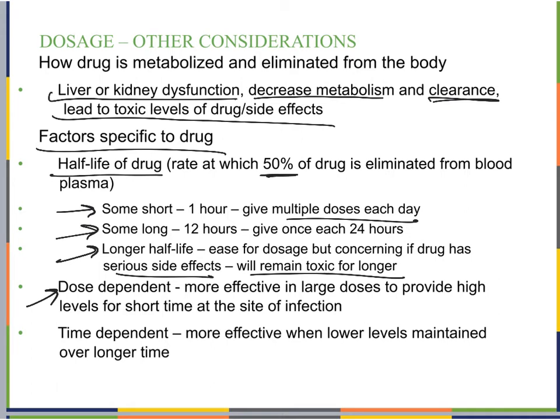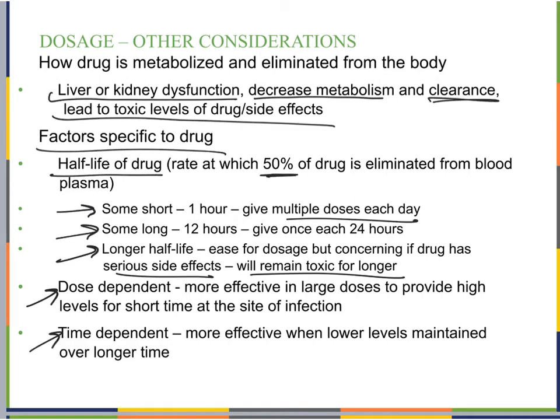Or we could have the opposite. We could say take a little bit over a longer period of time. Keep it in the system, kind of keep it working on things. And it depends on the type of drug, the type of infection, and the health of the person. And that's where dose dependence comes in. So do we need to get a whole bunch in the system at one time, or do we want to just kind of keep it going through the system for longer?